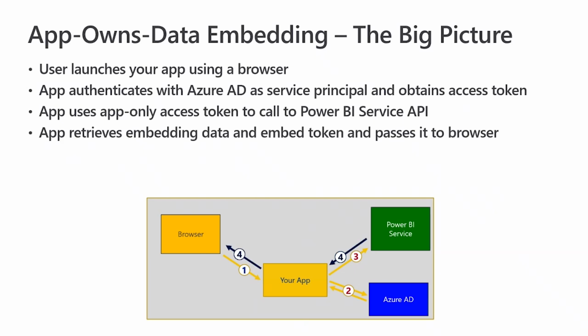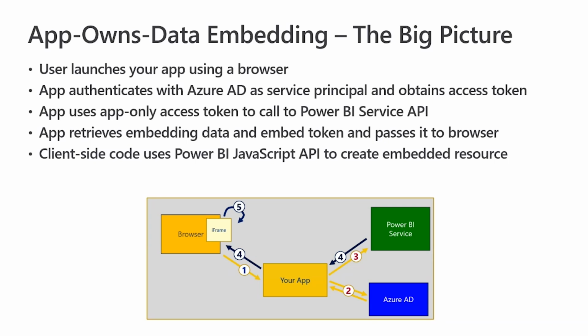And then also another big part about App Owns data embedding is that when we pass all the data back to the browser, we can never pass an Azure AD access token. Instead, we call into the Power BI service and we generate what's called an embed token. So the big difference is the embed token is generated by the Power BI service, whereas typically Azure AD access tokens are generated by the Azure AD service.